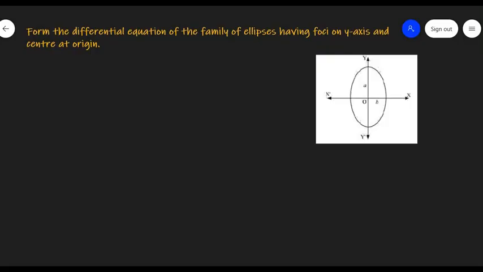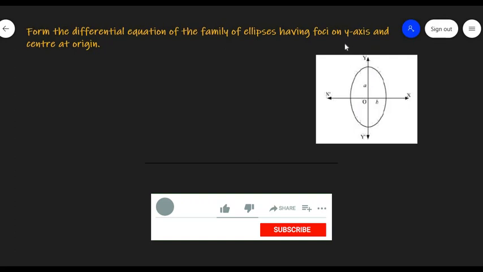In this video, let's form the differential equation of a family of ellipses having foci on the y-axis and center at the origin. So the ellipses would look something like this. In a separate video, we have calculated the differential equation for ellipses with foci on the x-axis. Watch that and compare if the differential equations will be any different or will they be the same. So let's start calculating this.